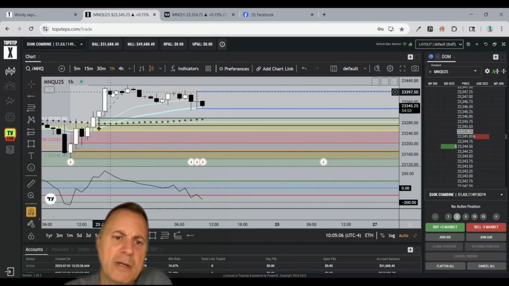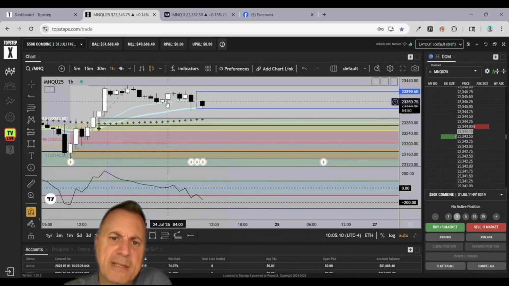Positive 200 right here. Price comes down, pulls back into trend cloud. See how CCI is still above the zero line? And then what happens? Boom, gets a little bit of a pop up, right?